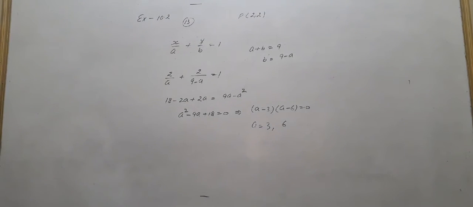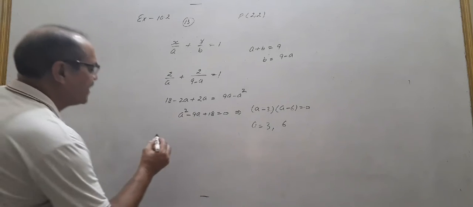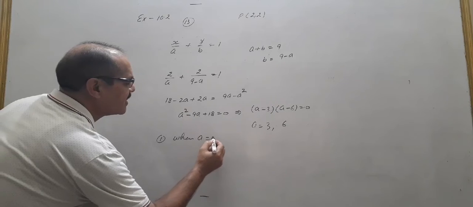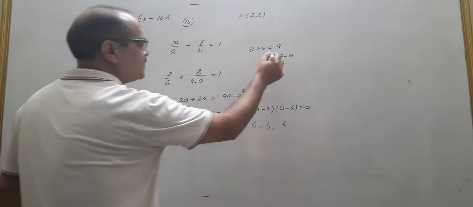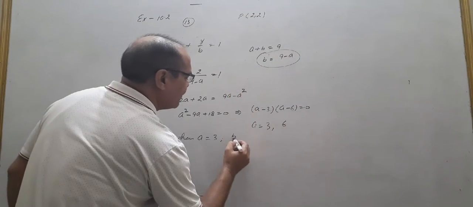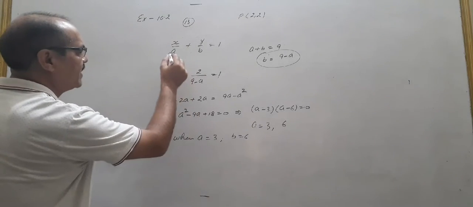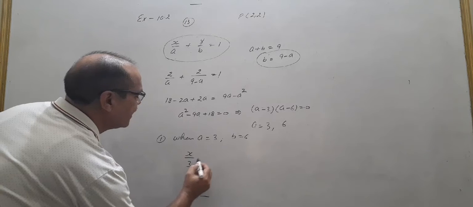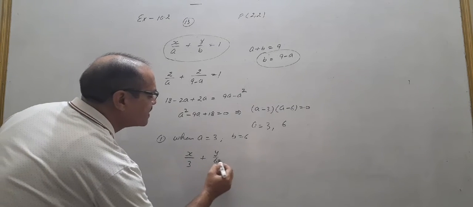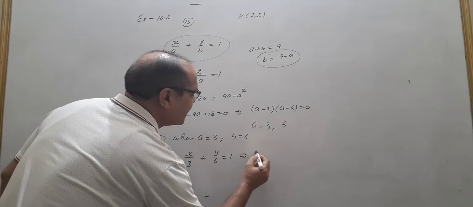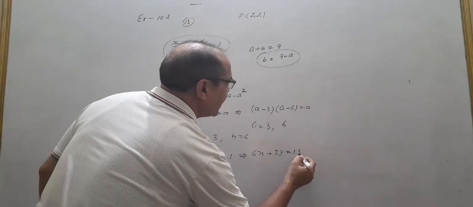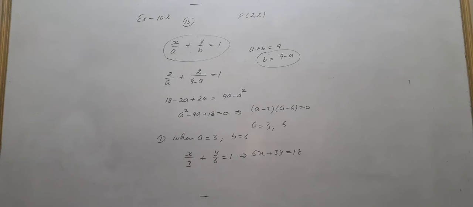So we get two values of a. Now in the first case, when a is equal to 3, what is b? b will be 6. Now substitute here, and we get the equation of the required line: x upon 3 and y upon 6 is equal to 1, or you may write it as 2x plus y is equal to 6. So this is the first case.